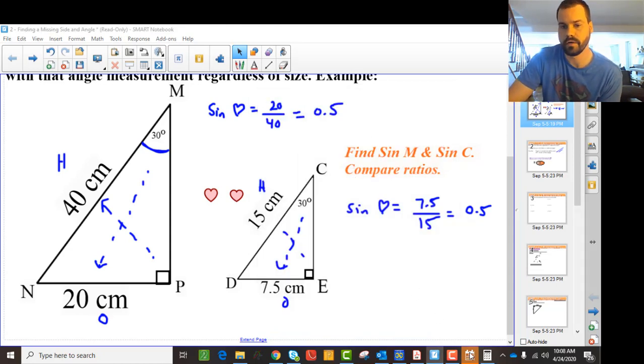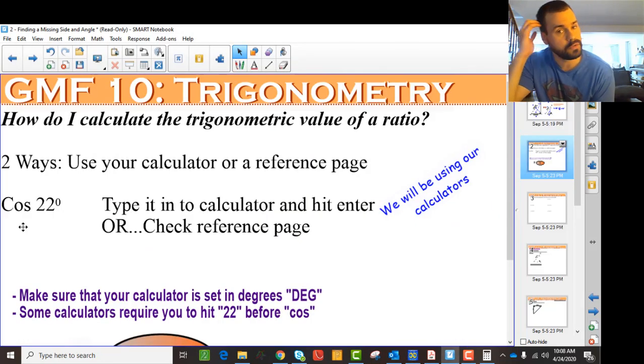So you need to be able to use your calculator to find these values, or you can use a reference page, which is called a trig table. Before calculators, that's what everybody used. Now, most of the time, we're using a calculator, but you need to be able to use your calculator properly.